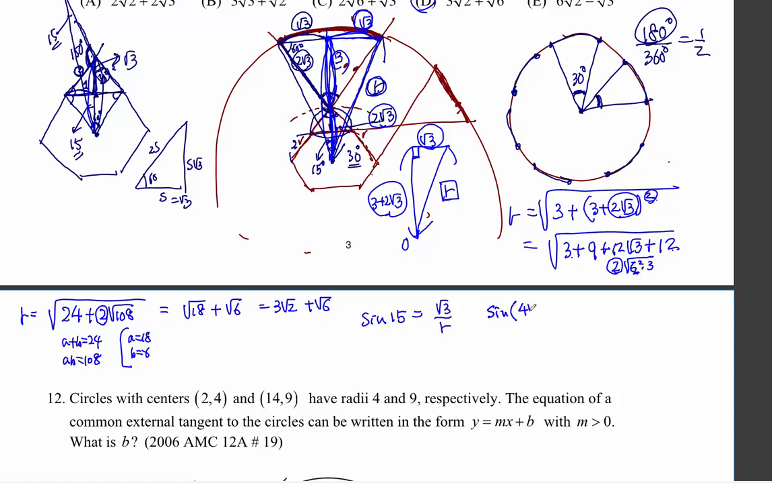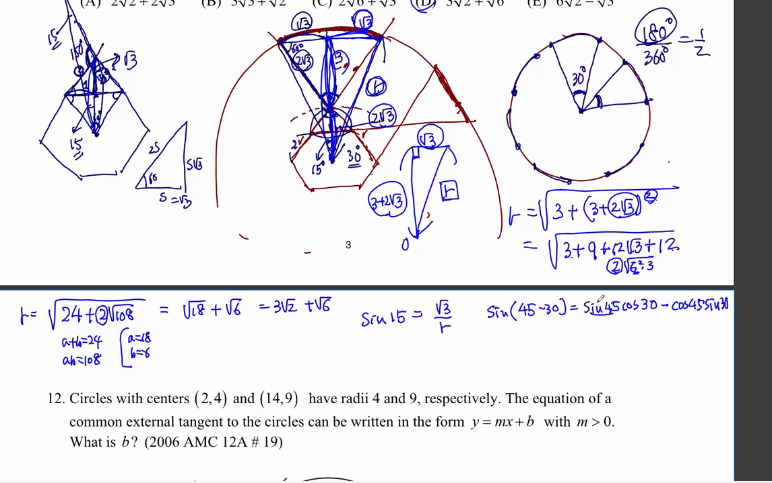Sine 45 minus 30, using two special angles, we can express 15. So this is sine 15. What is this one? Sine 45, cosine 30, minus cosine 45 and sine 30. That's the identity, right?